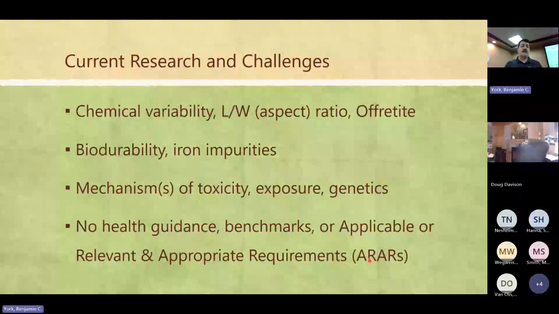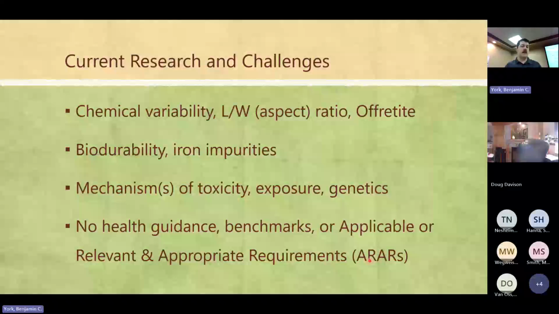So getting into the current research and the challenges for this. Beyond just the fact there's a lot of differences between our Erionite and Erionite you find other places, the toxicology and the hazard that it represents is very difficult to quantify, because you have all these different variables. You have just the chemical variability. Maybe I have more sodium, maybe I have more magnesium, maybe I have more various different cations in this chemical structure. Maybe that changes the toxicology of this Erionite.